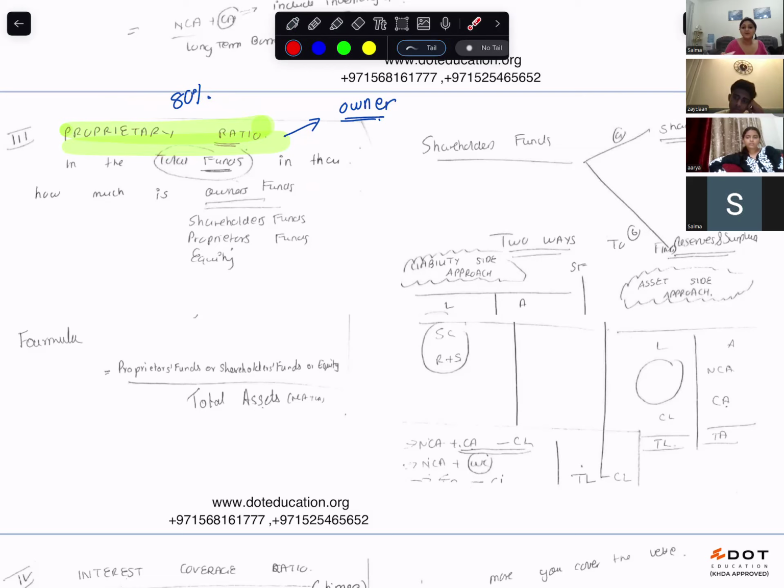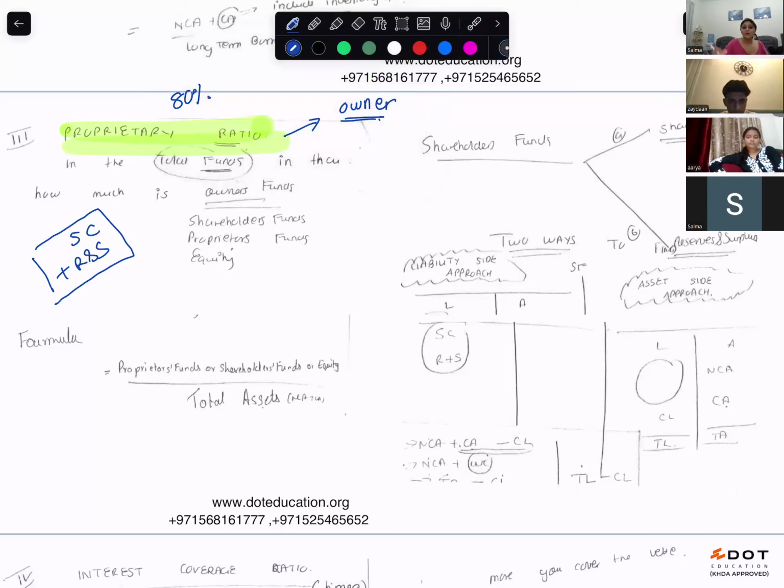Owner's fund is also called shareholders' funds. It is also called proprietors' funds. It is also called equity. Okay. Owner's funds means the share capital plus the reserves and surplus.